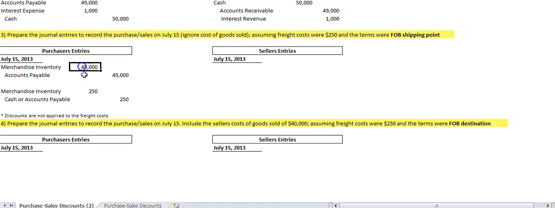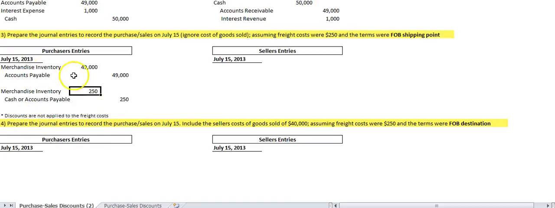Now we could have easily combined these two and said merchandise inventory $49,250, because this $250 will be allocated specifically to this inventory, and then have accounts payable of $49,250 as well. But this way you can truly see the two entries that were done, and that the purchaser will pay for the freight costs. Okay, discounts are not applied to freight costs.